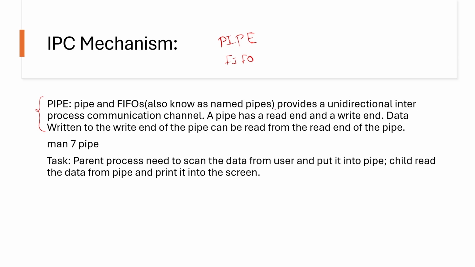So what are they providing? Pipe and FIFOs provide a unidirectional inter-process communication channel. First, read up to here. So what is unidirectional? Let's say this is a pipe.